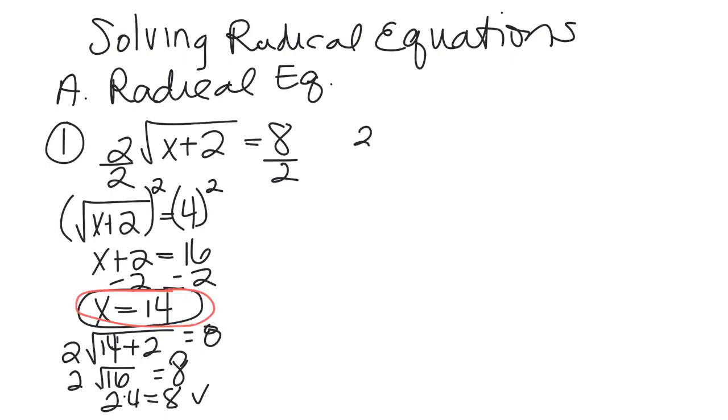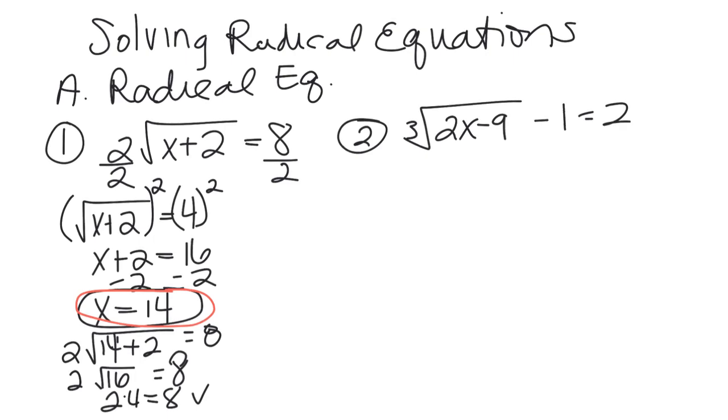How about a cube root equation? We have the cube root of 2x minus 9, minus 1 equals 2. Now the minus 9 is under the radical. The minus 1 out here is not. So we will need to get rid of this minus 1 first and move it to the other side. So we're going to add 1 to both sides.